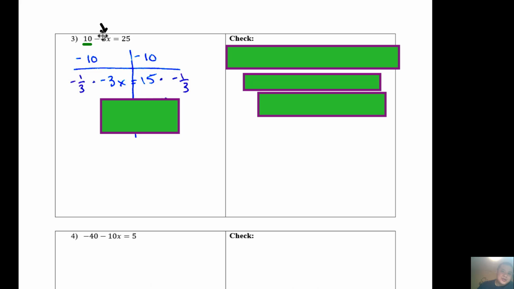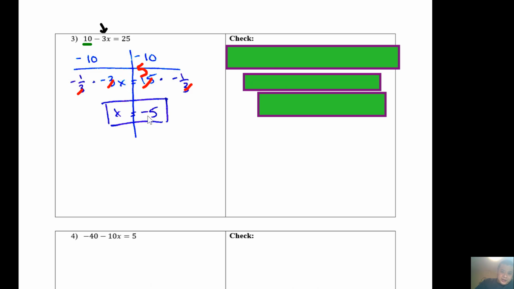Remember this is a negative 3x. We're going to multiply both sides by negative 1/3, the reciprocal of negative 3, to get rid of that. And what we get is x equals negative 5. Just to show it, we cross cancel right here. This 15 becomes a 5 because 3 goes into 15 5 times.